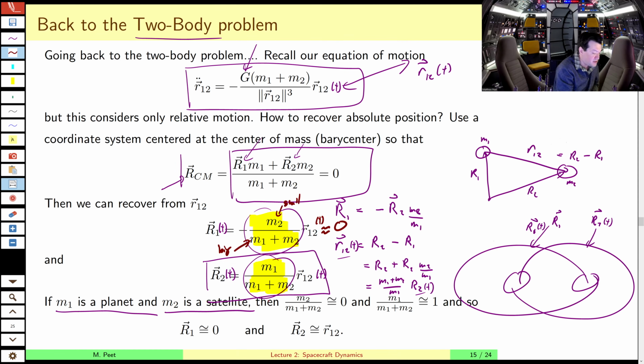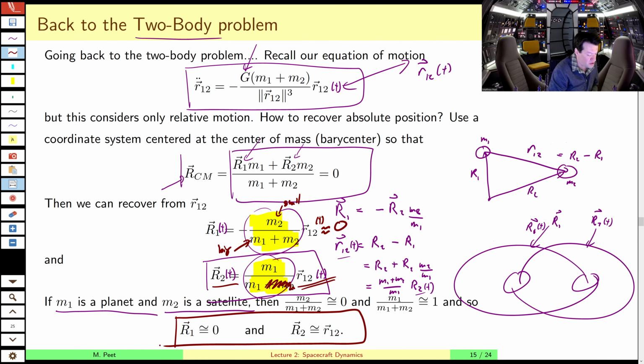Conversely, if we look at this factor over here, M1 plus M2, M2 is very small, so we can essentially ignore the M2 there, and then we have M1 divided by M1. So the motion of the spacecraft in that framework is just the solution to this equation, the elliptic motion, as measured from the barycenter, but in this case the barycenter will be very close to the center of the planet itself. So in the restricted two-body problem, that's a restriction we make.